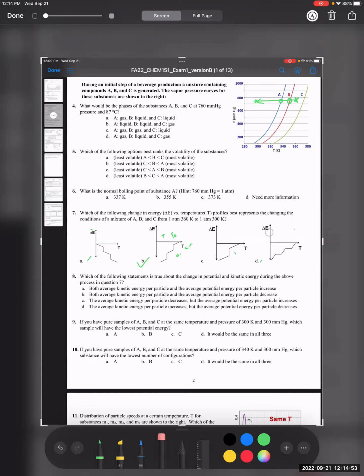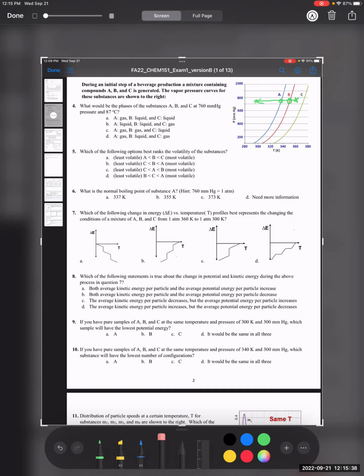8. Which of the following statements is true about the change in potential energy and kinetic energy during the above process in question 7? So let's see. Question 7 is this process going from 360 to 300 at the same pressure. Now, if we are decreasing the temperature, the average kinetic energy has to decrease. And also during the phase transitions, we are going from gas to liquid, meaning potential energy decreases as well.